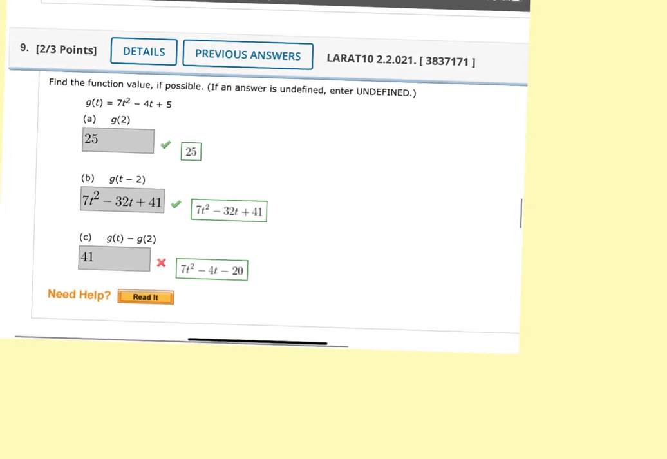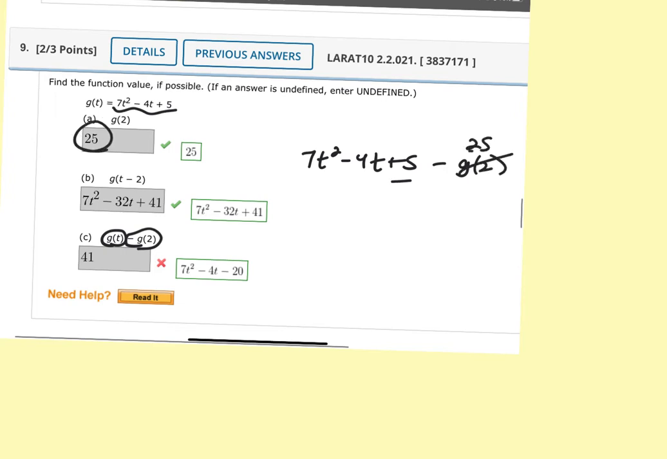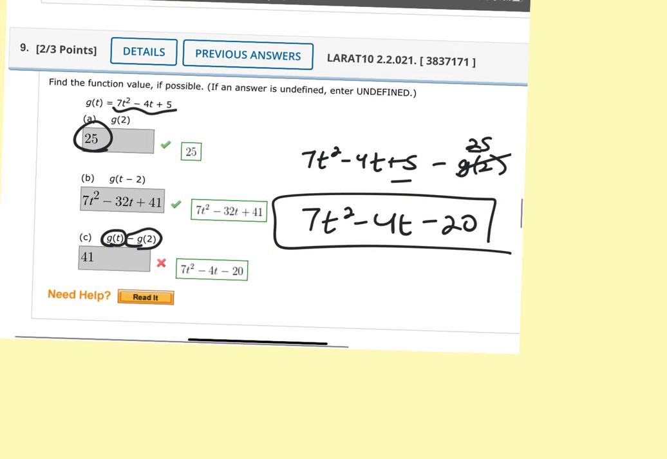Okay, so then C, you have to do the g of x minus the g of 2. So g of x is your whole original one, which was 7t squared minus 4t plus 5, minus what you got for the g of 2, and what you got for the g of 2 was 25. And then you just combine those like terms. So 7t squared minus 4t minus 20. So you're just combining the two together, which is like when we get into, I think it's 2.6, that we actually do a lot of that stuff. We're going to do more with the function notation.